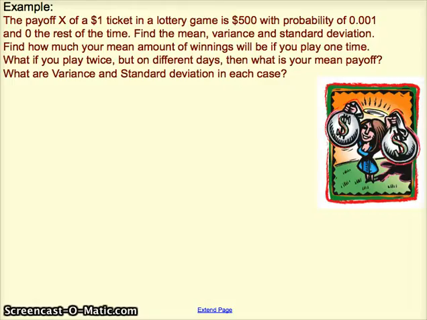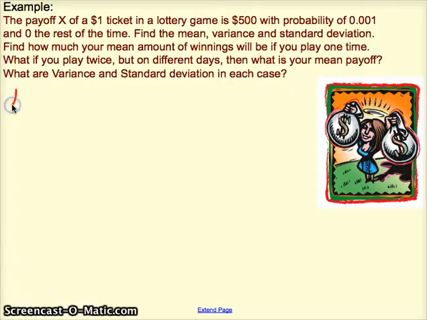All right, let's work through an example or two here quickly. Here's one. We've got a game. The payoff of a $1 ticket is $500 with a probability of 0.001, and you win 0 the rest of the time. Find the mean, variance, and standard deviation, and we're just going to focus on winnings here. We'll ignore the dollar cost of the ticket. The mean, variance, and standard deviation.